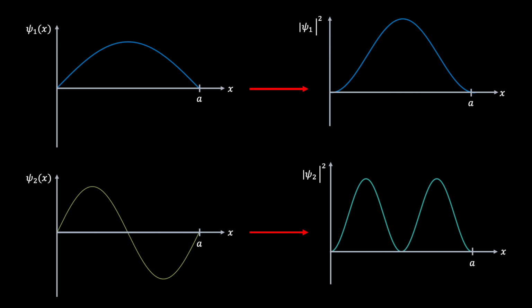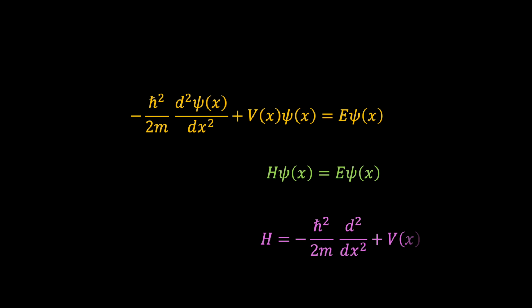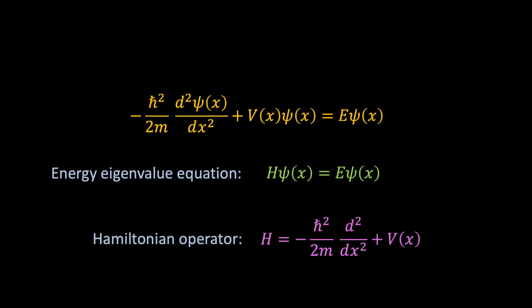Now, another feature of so-called stationary states is that they have a definite energy, and it's worth taking the time to show this explicitly. If you recall, the spatial shape of the wave function, and therefore the spatial shape of the modulus squared of the wave function, is governed by the time-independent Schrodinger equation, which you will often see written in the following form, where H is referred to as the Hamiltonian operator. This equation is called the energy eigenvalue equation, and as we've already mentioned, the function psi of x is referred to as the eigenfunction of the Hamiltonian with energy eigenvalue E.